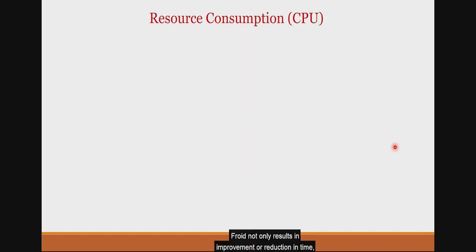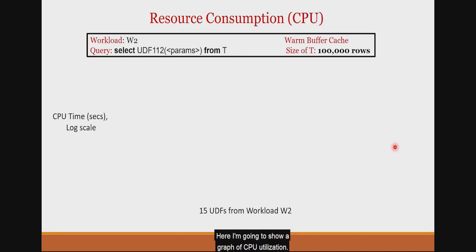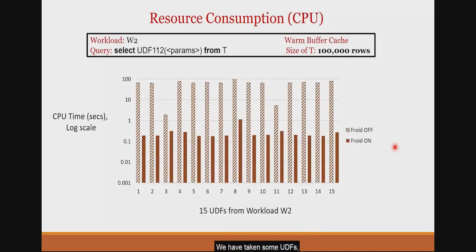This Froid not only results in improvement or a reduction in time, it also reduces the resource utilization. Here I'm going to show a graph of CPU utilization. We've taken 15 UDFs from one of the customer workloads, and the graph is fairly simple. The y-axis shows the CPU time in seconds in log scale again, and with Froid off, you see that the CPU time taken is much higher, and with Froid enabled, we get again a couple of orders of magnitude in most cases.